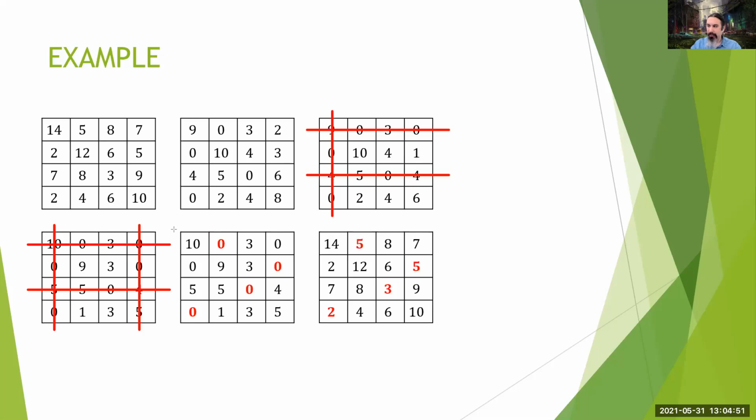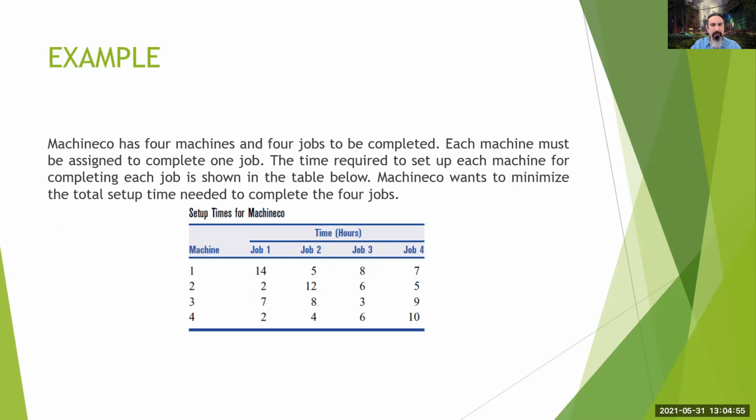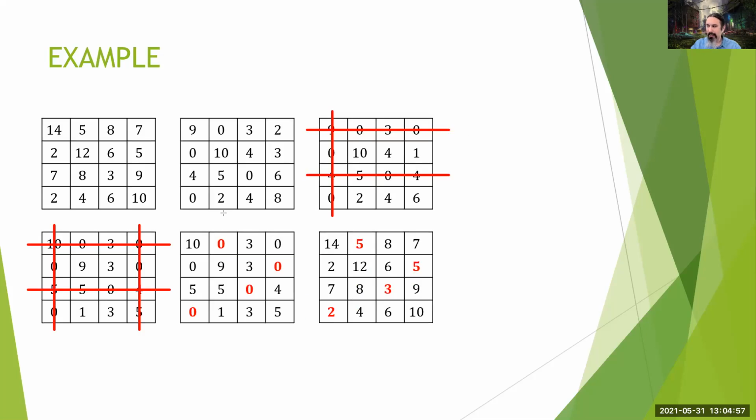This says that I will assign, let's go back and see, to the left was the machine and top was the job. So the second job is assigned to the first machine. The first job, this one, is assigned to the fourth machine. The third job is assigned to the third machine, and the fourth job is assigned to the second machine. And their values were 5 over here, 5 over here, 3 over here, and 2 over here. So the total time it takes is 15 hours. 5 plus 5 plus 3 plus 2.